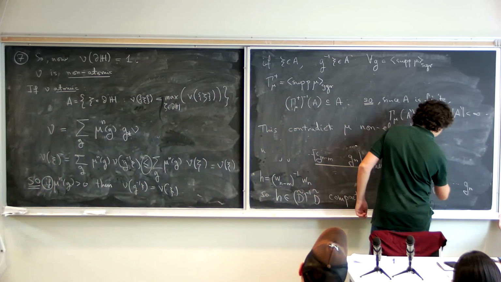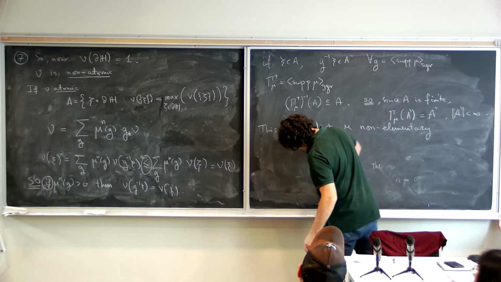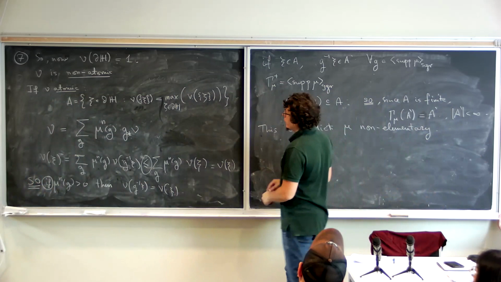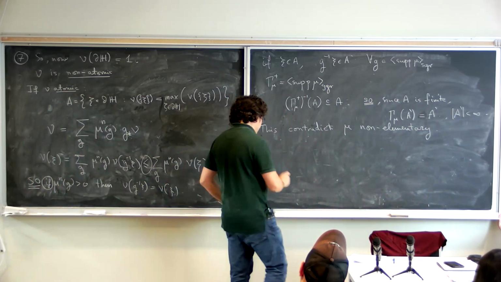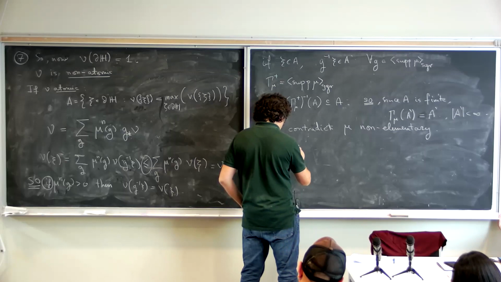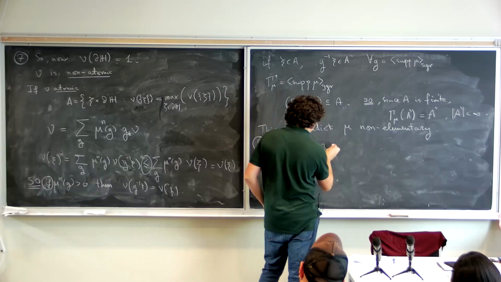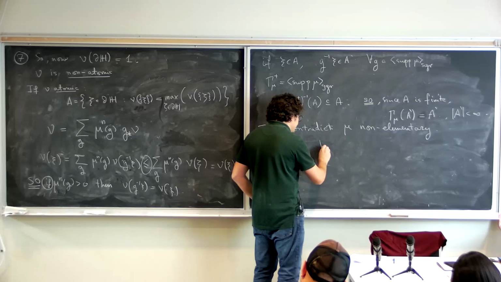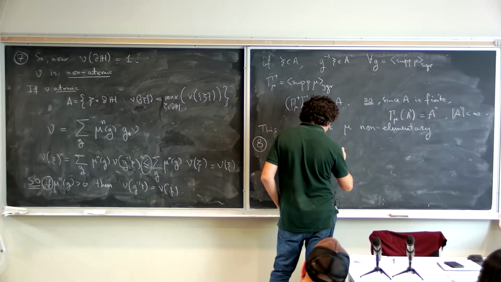So now we need a geometric lemma. And the geometric lemma is the following. Suppose you know that a sequence of group elements, maybe I don't want to call it Gn, let's call it Hn, of some base point O converges to some boundary point.